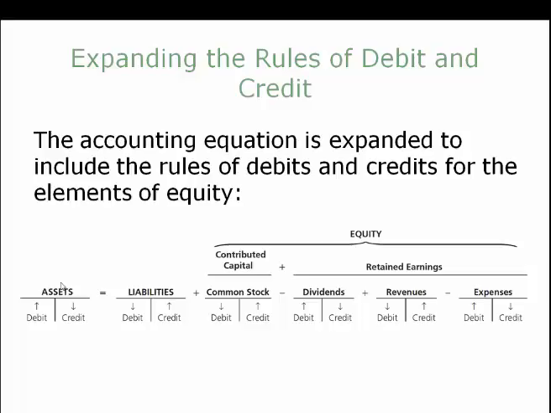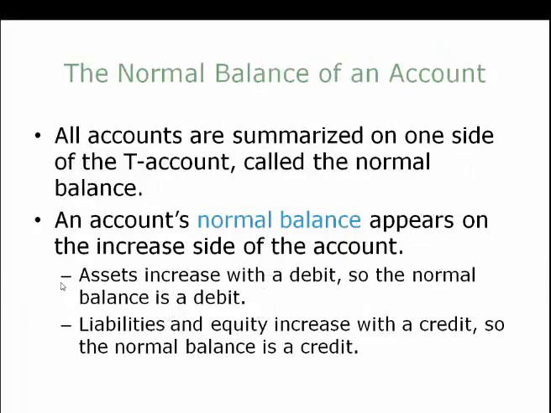And then ADE, which would be assets, dividends, and expenses. You debit for an increase and you credit for a decrease. And we'll talk about normal balances here in a minute. A normal balance is the same as the increase. So for assets, dividends, and expenses, the normal balance is going to be a debit or an increase. For liabilities, revenues, and capital, the normal balance is going to be a credit.